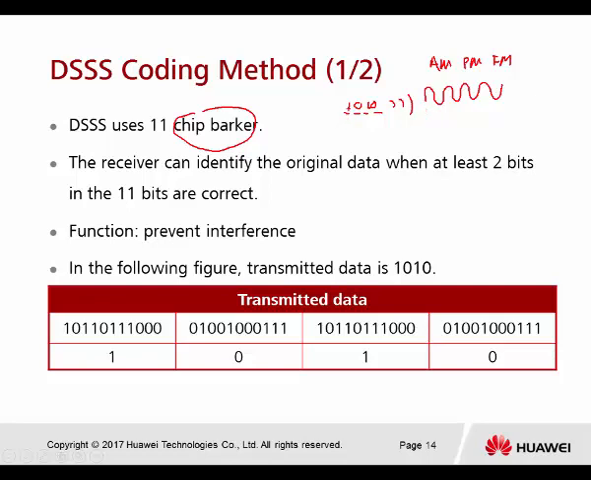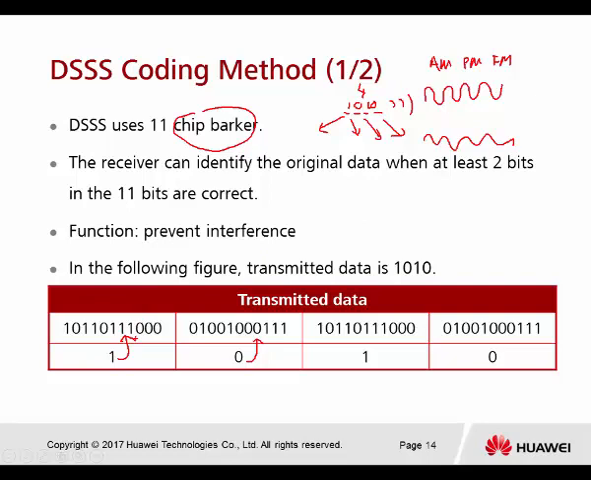So to prevent this kind of problem, they convert each bit into an 11 chip packet. For example here, 1 bit becomes this 11 chip packet, and 0 is this. So this is only 4 bits, but then it becomes a lot of information, and your radio wave will become very long.